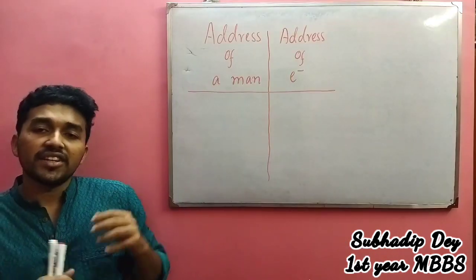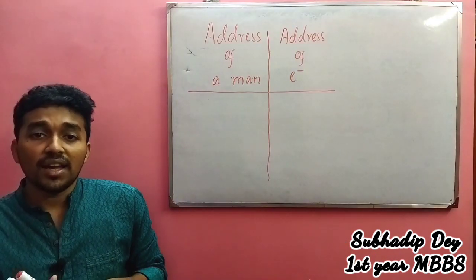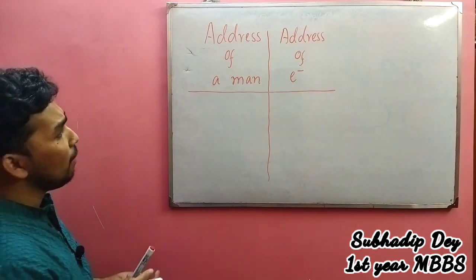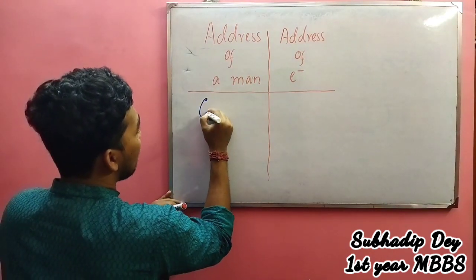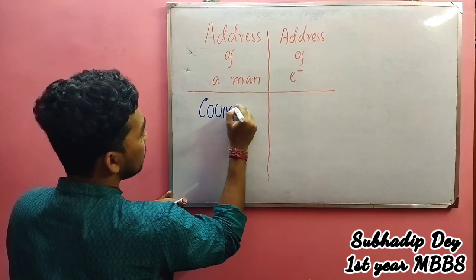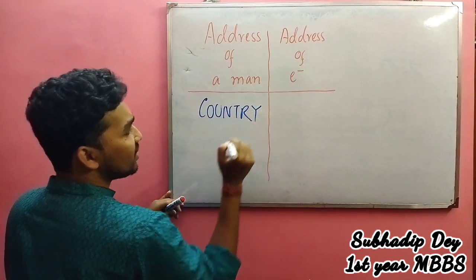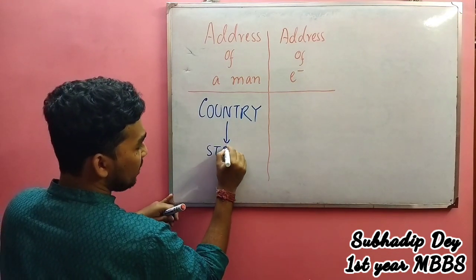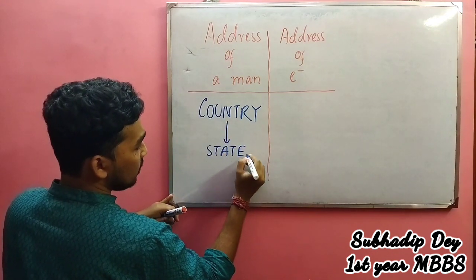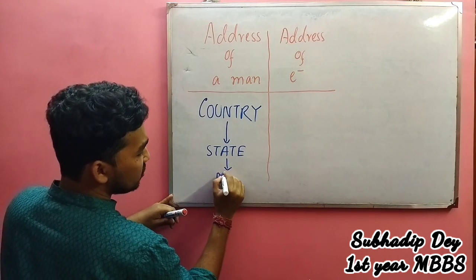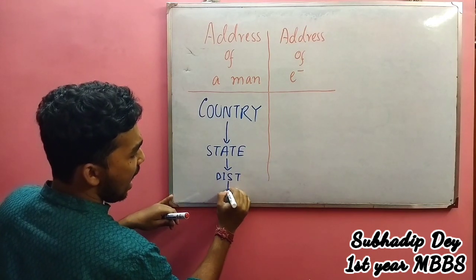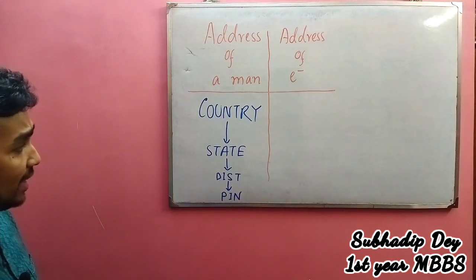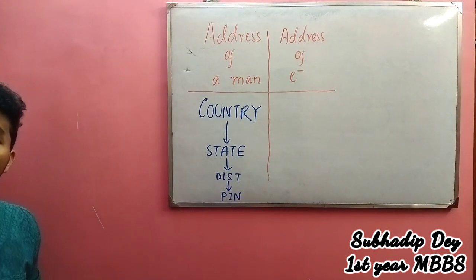सो लेट्स कंसंट्रेट हियर. अगर आपको कोई पूछता है कि भाई आपका एड्रेस क्या है, तो आप कैसे बताएंगे? आप पहले बताएंगे कि आपका कंट्री कौन सा है. You will tell your country name, then you will tell your state, then you will tell the district, and you will tell your PIN number. So in this way you will tell your address.